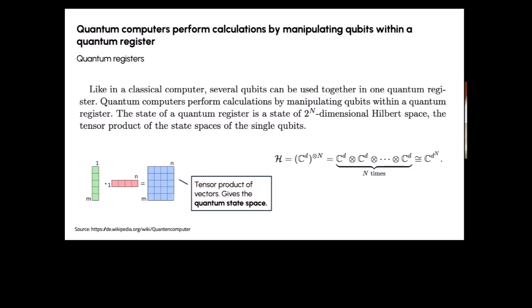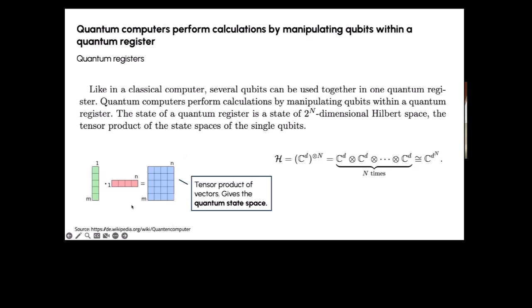So a quantum computer performs calculations by manipulating qubits within a quantum register. So a quantum register is a set of several qubits that are chained together in one quantum register. The state of a quantum register is the 2^n-dimensional Hilbert space, the tensor product of the state space of the single qubit. So here you have the single qubits, and their tensor product of the vectors gives the quantum space. Here you see what a tensor product is. If you have this vector and this vector, the tensor product gives a matrix of size n times n. So it's this times this, and this field is this times this, and so on, until you fill the whole matrix. That's a tensor product, which gives you your new state space.